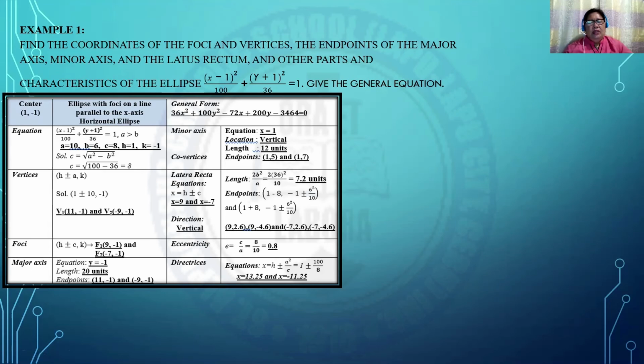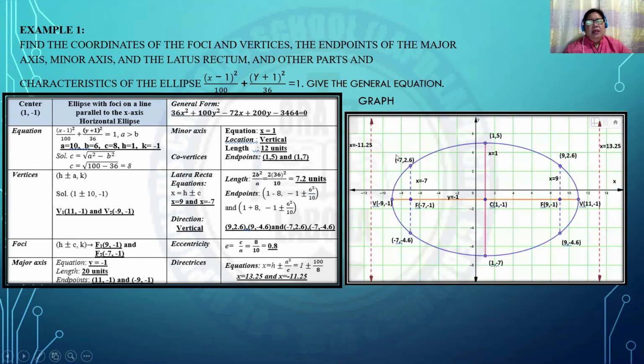Equations of the directrices, we have x is equal to 13.25 and x is equal to negative 11.25. The general form, we have 36x squared plus 100y squared minus 72x plus 200y minus 3,464 equals 0. And this is the graph.